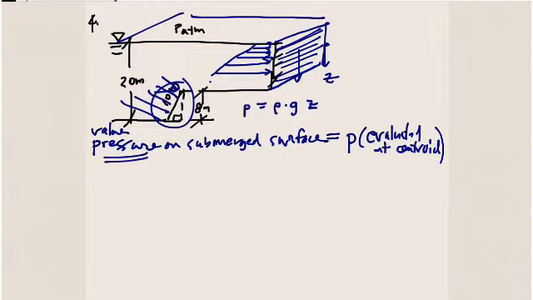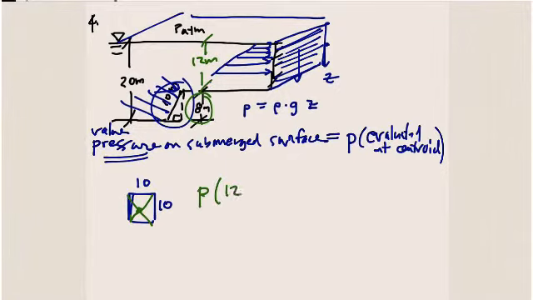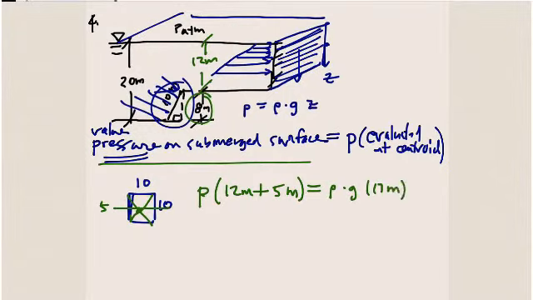Since this is essentially a square that is 10 meters by 10 meters, we know that the centroid of that square is literally in the center of the square. So we need to evaluate the pressure at, this is 8 meters, so this must be 12 meters. The pressure at 12 meters plus an additional 5 meters would be equal to the pressure on the submerged surface, equals rho times g times 17 meters. So that's equal to 1,000 kilograms per meter cubed times 9.8 meters per second squared times 17 meters.